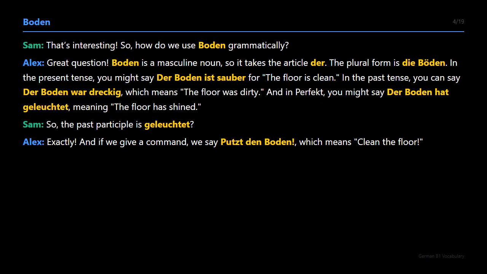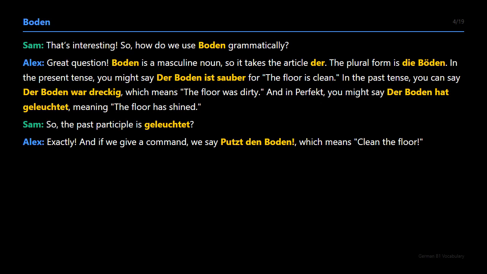So, the past participle is geleuchtet. Exactly. And if we give a command, we say, Putz den Boden, which means clean the floor.